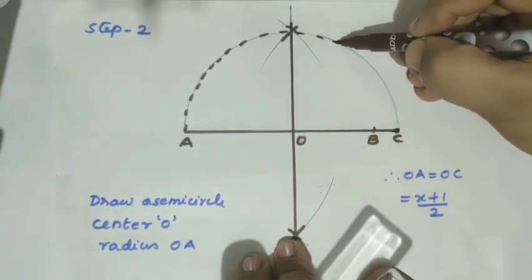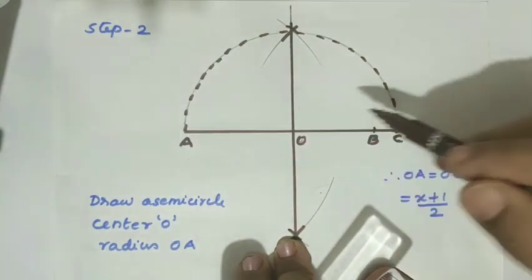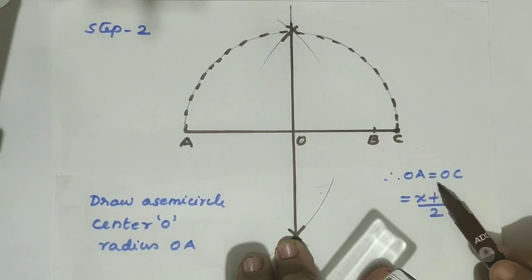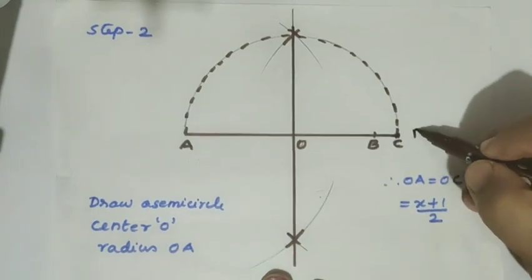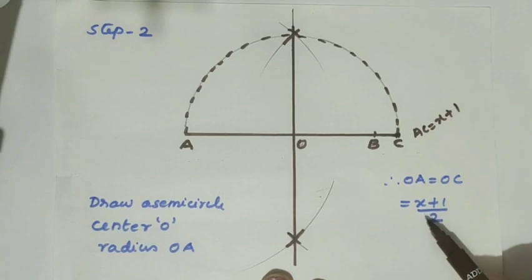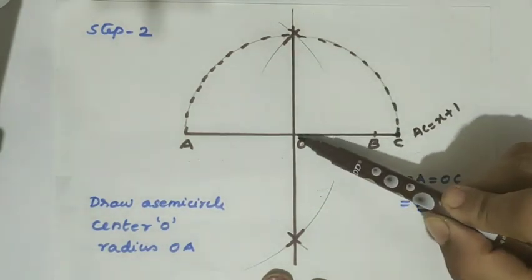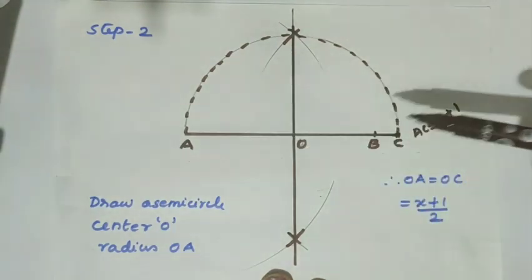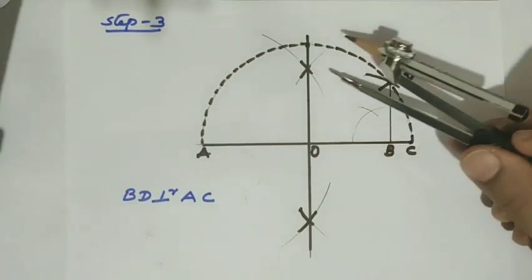If your semicircle is completely correct, then it should pass through the point A as well as C. Now what is the length of OA and OC? The total length AC equals x plus 1. Therefore OA and OC, being half of it, are x plus 1 divided by 2. So in the second step, we draw a semicircle with center O and radius OA or OC, and the length of OC we have calculated is x plus 1 divided by 2. Already in step 2 we completed the semicircle.